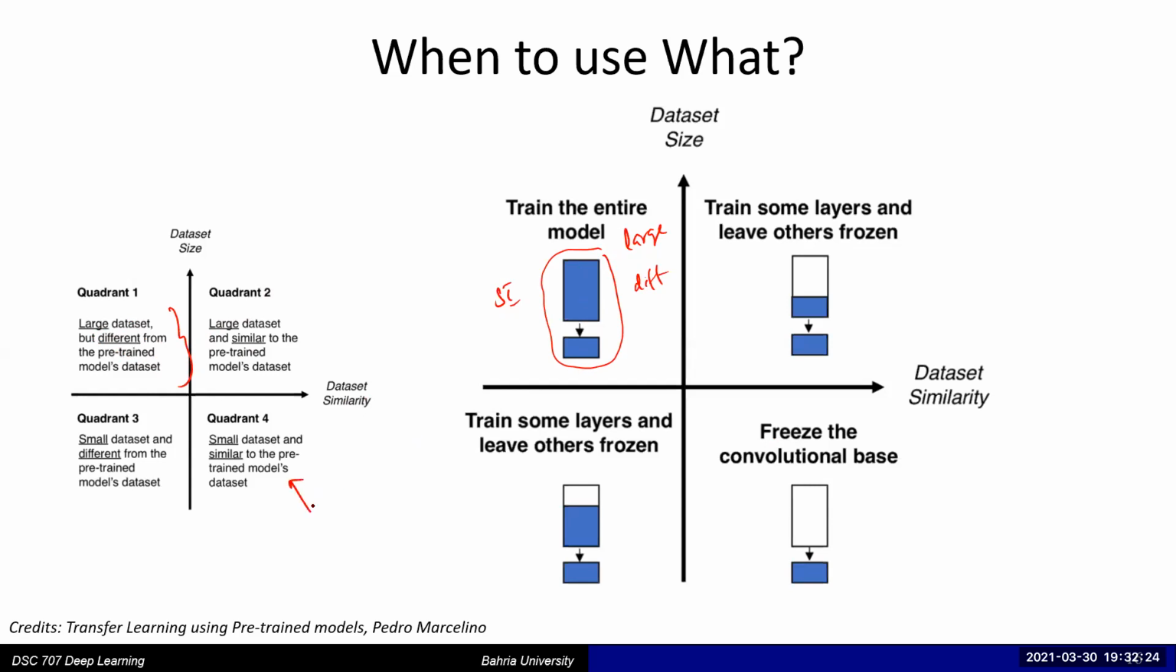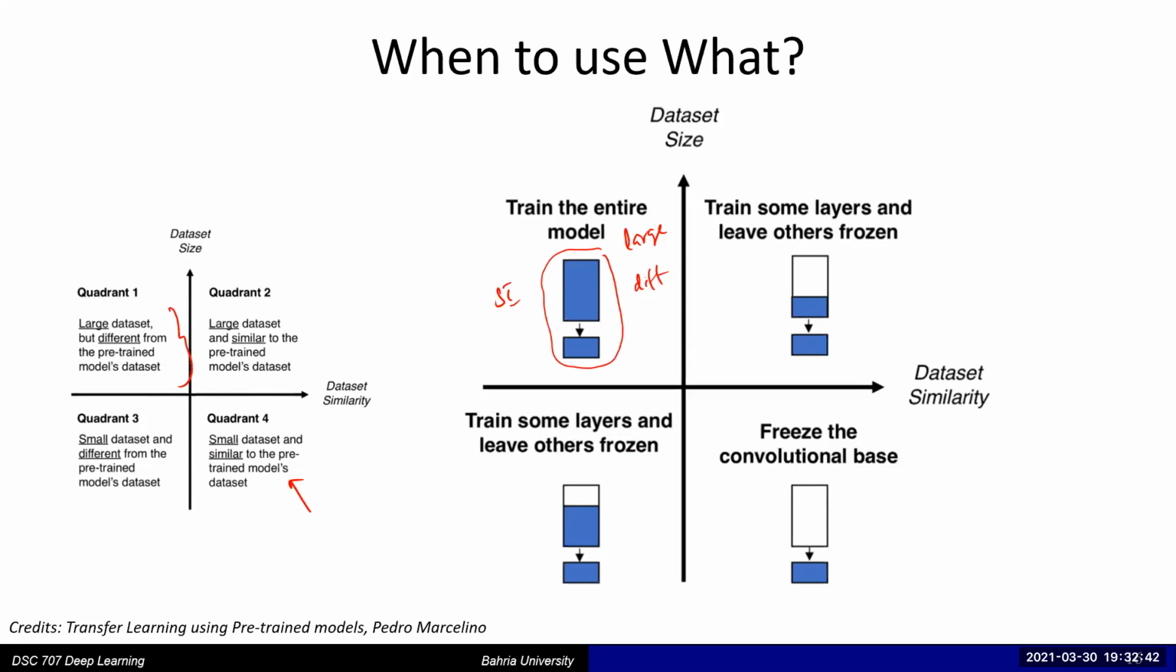Now let's first see this fourth one, where you have a small data set which is similar to the source data set. Since you have small data, if you train a CNN on a small data set, there's always a risk of overfitting.